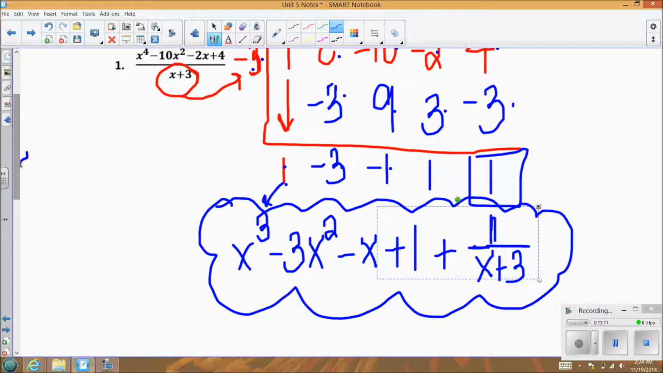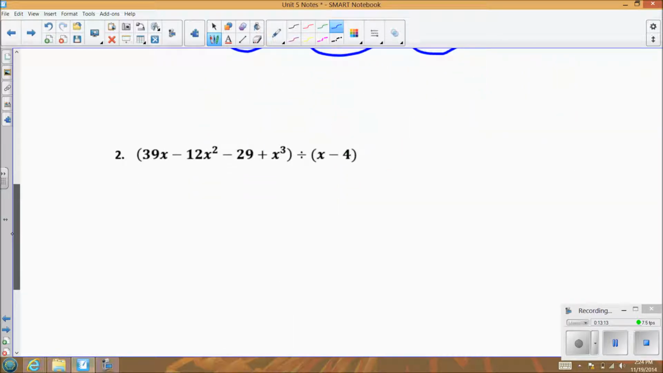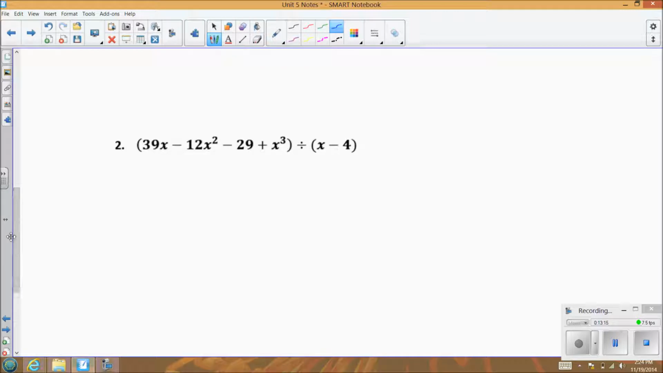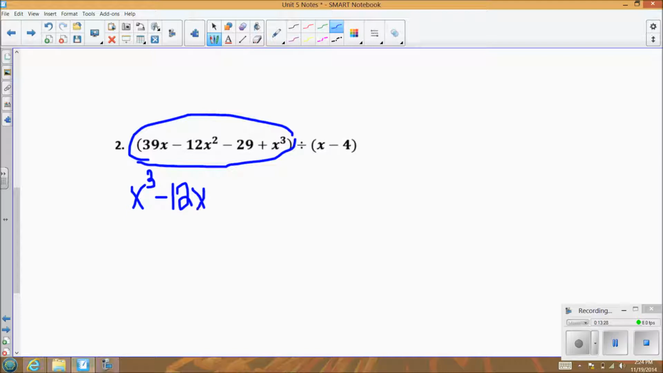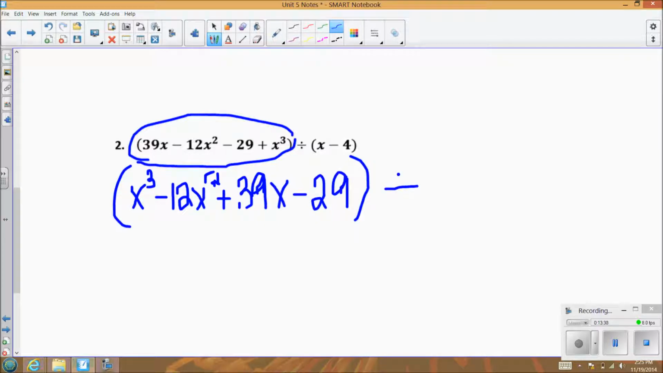So we have just a couple more, so 2 more. So this one here, if you notice my polynomial, it is not in standard form. So that means I need to rewrite this so that it's in standard form first. So I'm going to put my x to the 3rd minus 12x squared plus 39x minus 29. And that whole thing is going to be divided by x minus 4.